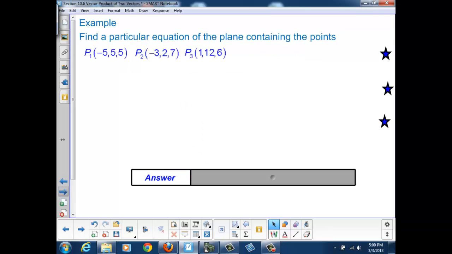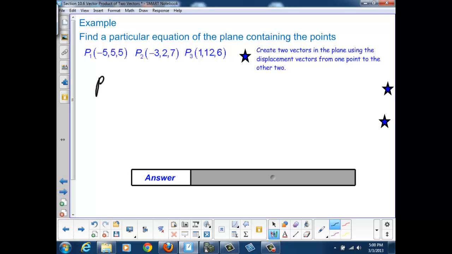If I want to find an equation for that plane, well, first I need to create the two vectors. So here's a situation where I have 3 points in a plane. And what I'm going to do first is to determine two vectors that are connected tail to tail by calculating displacement vectors from one point to the other two. So I'll start by calculating P1 to P2. And remember that to calculate that displacement vector, we subtract the coordinates of the first point from the coordinates of the second point. So P1 to P2 would be -3 minus a -5.